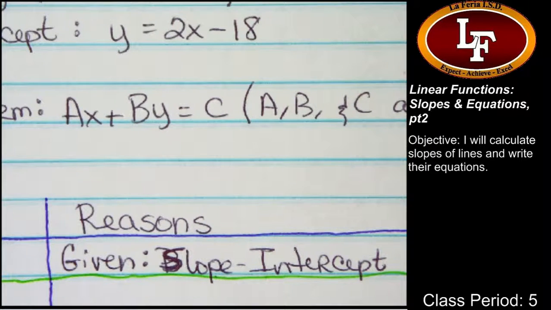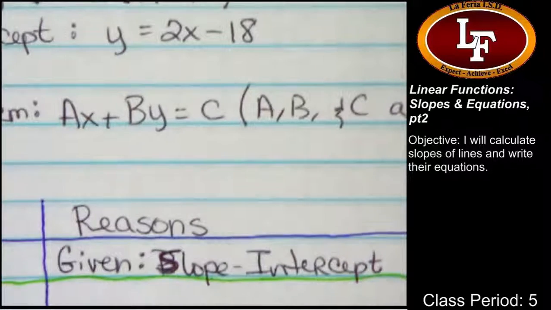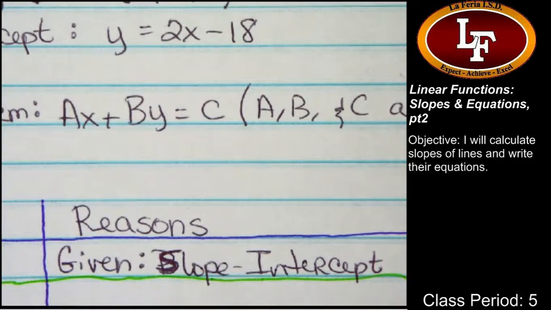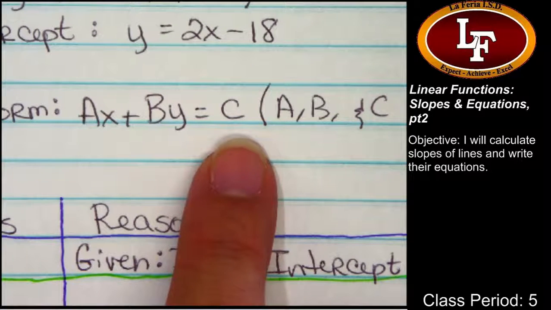So what this says is that when we're all said and done with this equation, when we're done converting it and we have it in standard form, our x's and our y's should be on the same side of the equal sign. And this letter C is representing what kind of number?